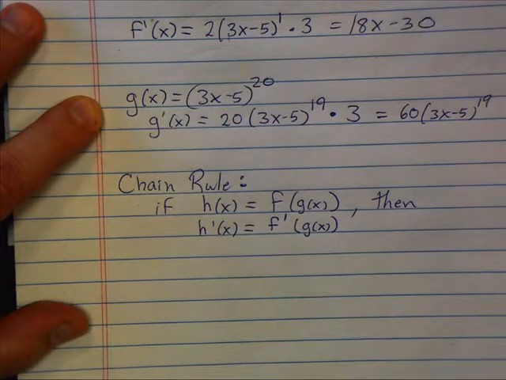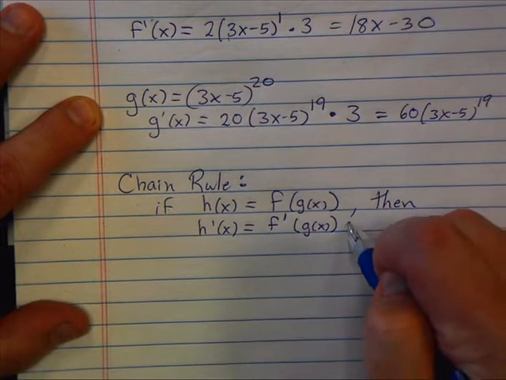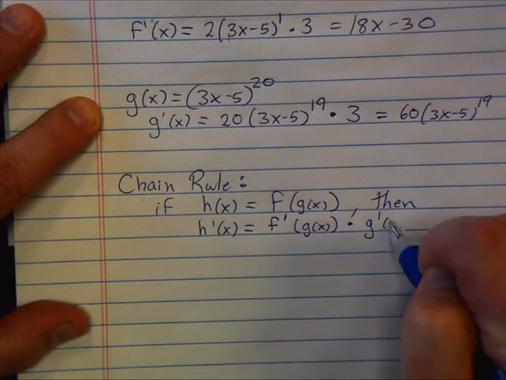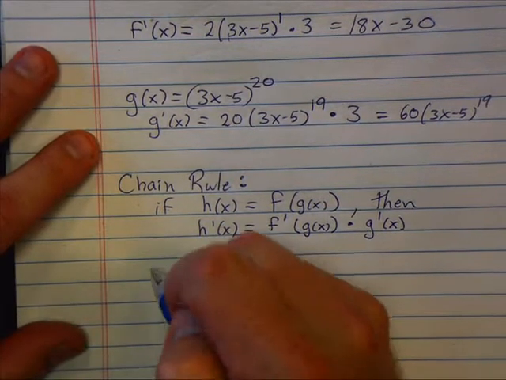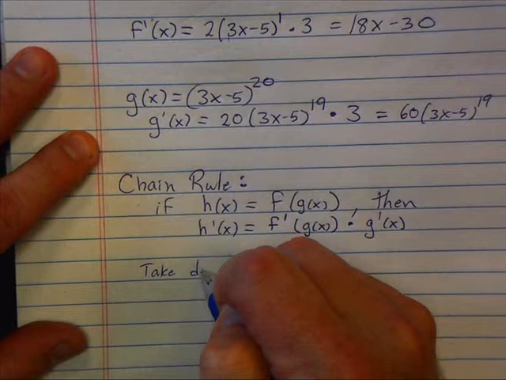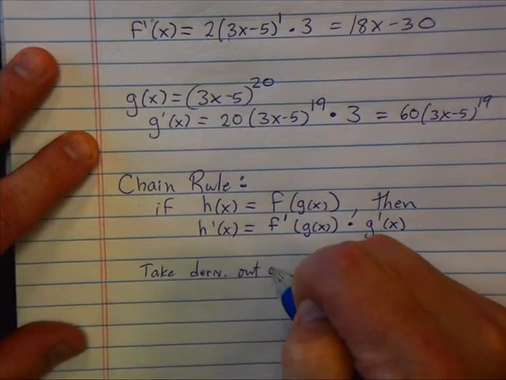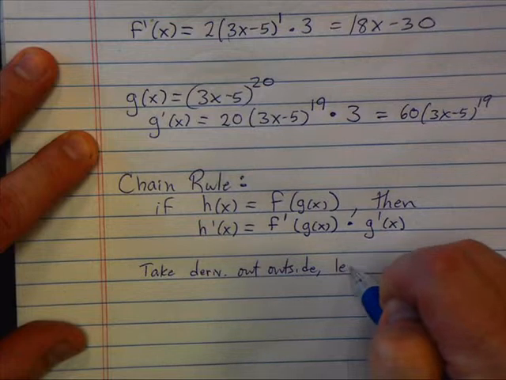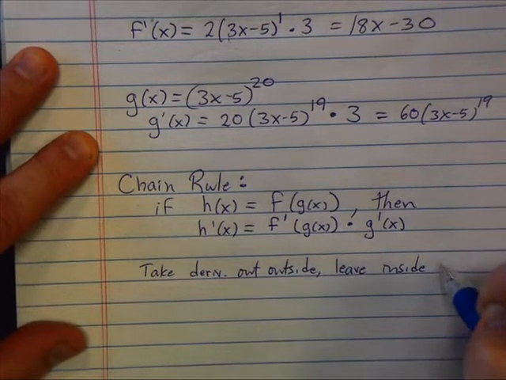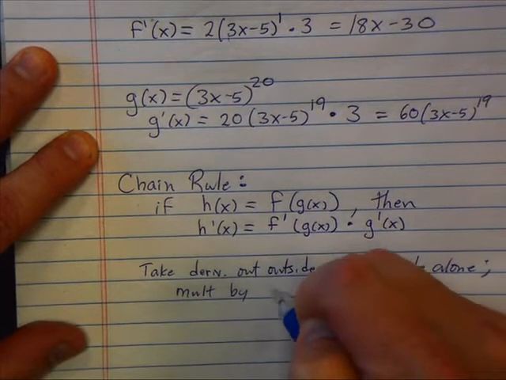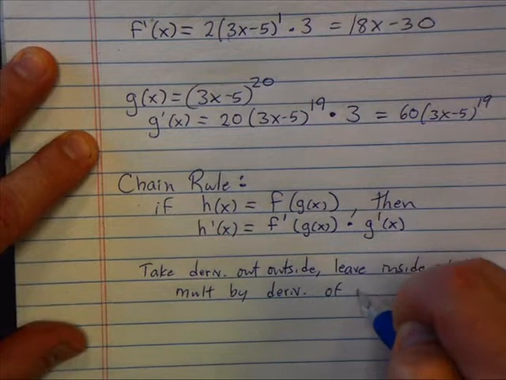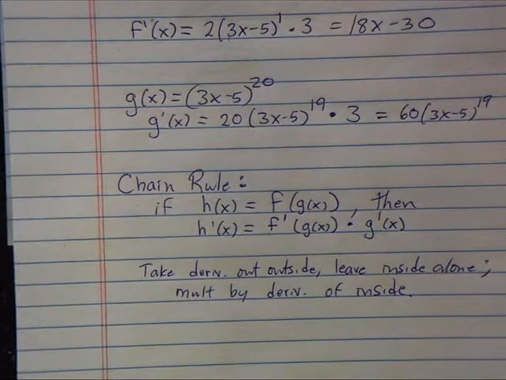Derivative of the outside, but leave the inside alone. But then the chain rule step says multiply by the derivative of the inside. So I'm going to write that in words. Take derivative of outside, leave inside alone, and then multiply by derivative of inside. That's the chain rule written in words. Written in symbols, it looks like that up there.